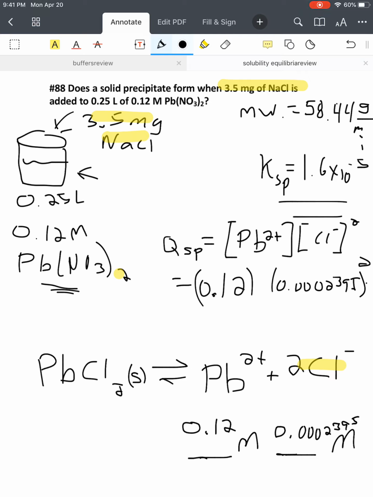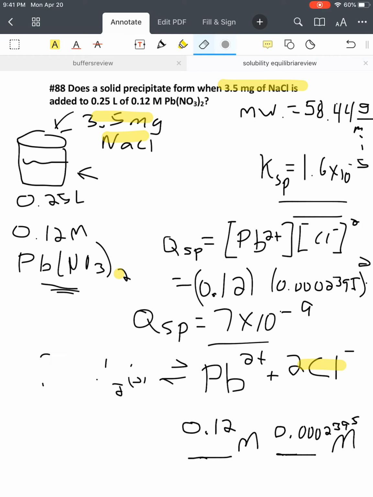So let's see, I got to find the right button for that. All right, I think I succeeded on my calculator. I got to multiply that by 0.12. And I get 7 times 10 to the minus 9, I think. That's my value for QSP. Yes, 7 times 10 to the minus 9. That's my QSP. Now the next question is what in the world do I do with that?